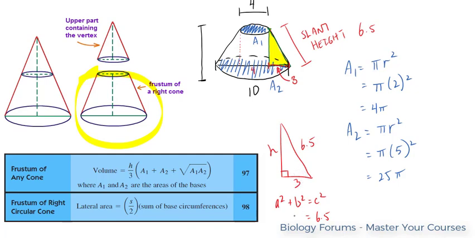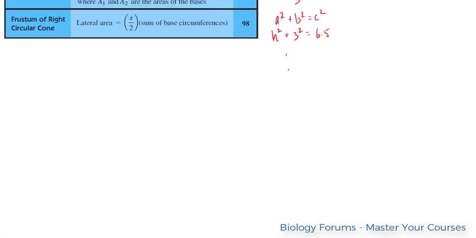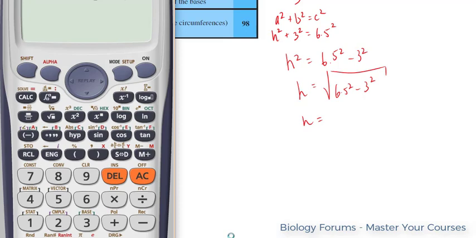I'm going to call this my b, and my a is going to be my h. So what I'm going to do now is solve for h. h squared is equal to 6.5 squared, I forgot the squared there, and we'll bring this over, and we end up with h is equal to the square root of 6.5 squared minus 3 squared. Our height will be, let's use our calculator, the square root of 6.5 to the power of 2 minus 3 to the power of 2.